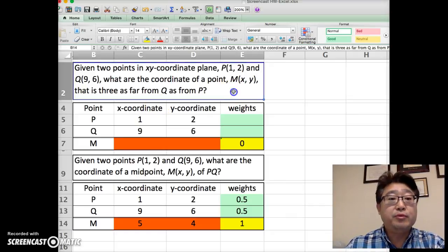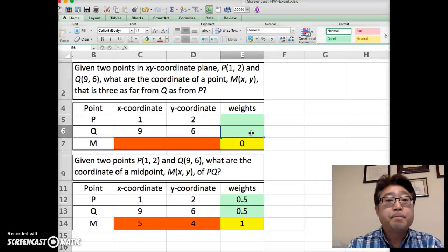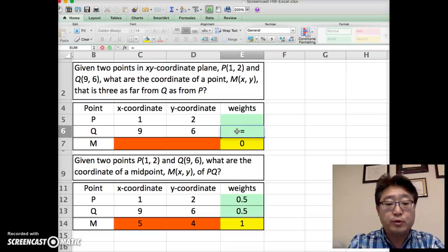Now, if we move up to this first question again here, which is more general and more complicated, what I want you to realize is that since M is 3 times as far from Q as from P, the weight we need to use is a quarter, because M is a quarter of the distance from P to Q. So we will use the weight quarter for the point Q because the point M is closer to P, meaning further away from Q, and Q has a weaker gravity pull, so to speak.